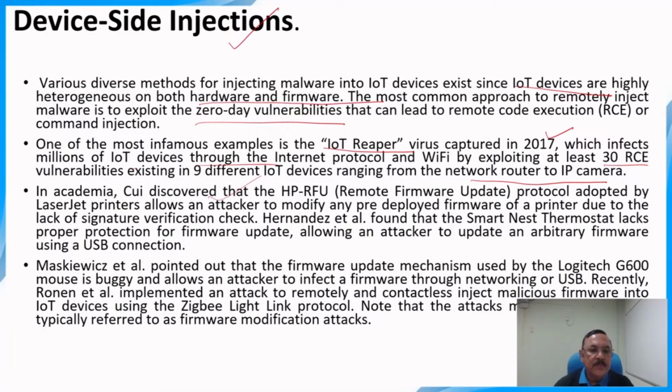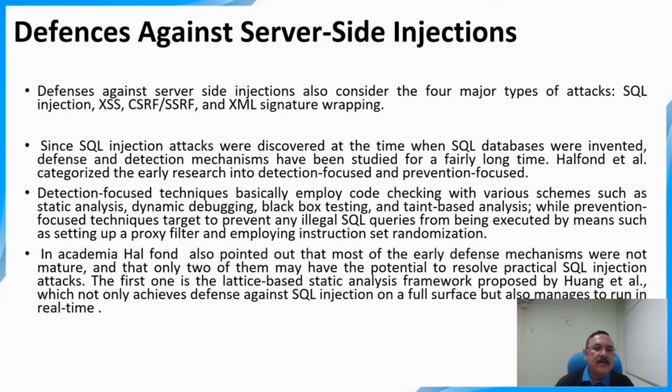Now, QE discovered that RFU, the remote firmware update protocol, adopted by the LaserJet printer allows an attacker to modify the pre-deployed firmware of the printer due to the lack of signature verification checks. Similarly, all these are different types of attacks.